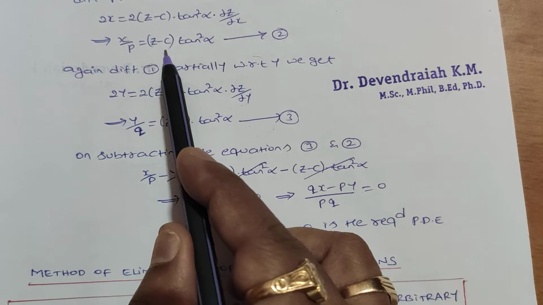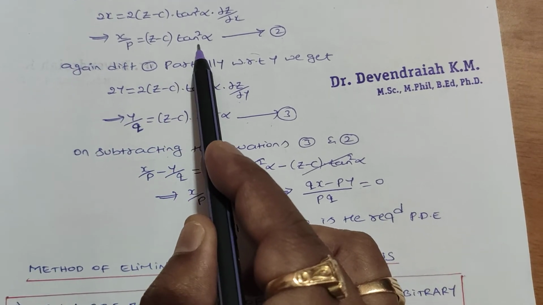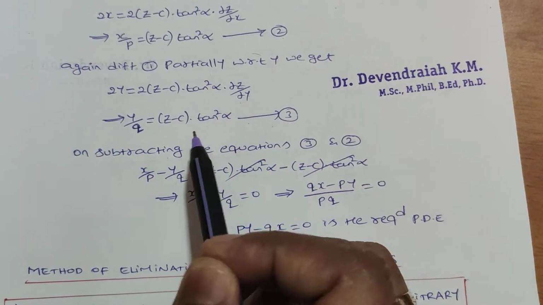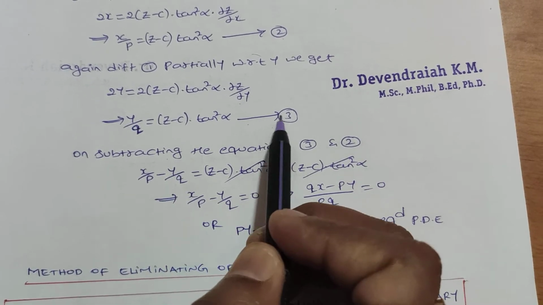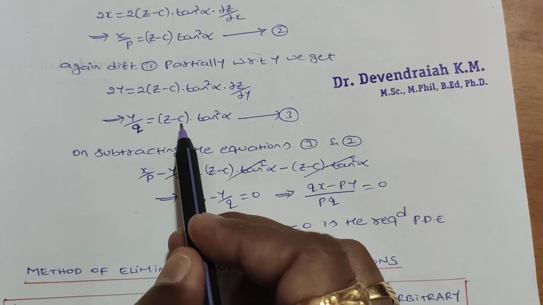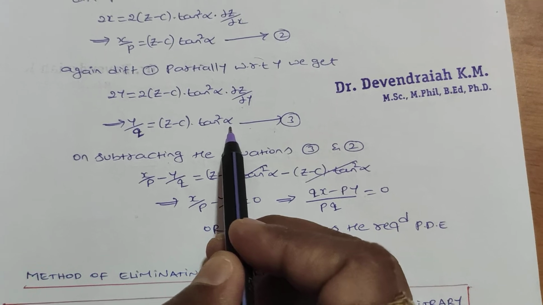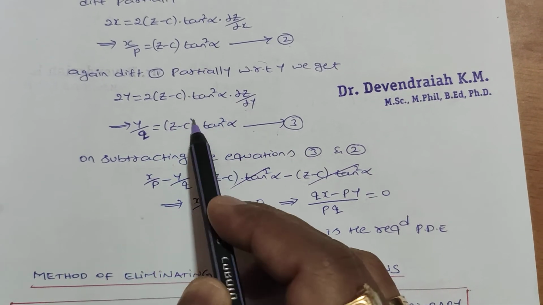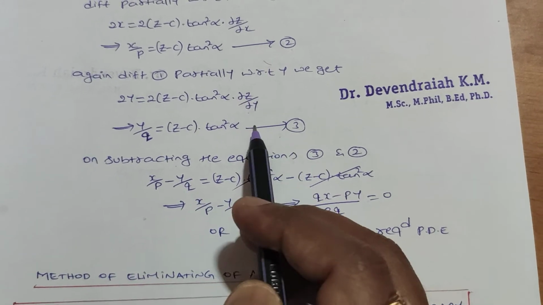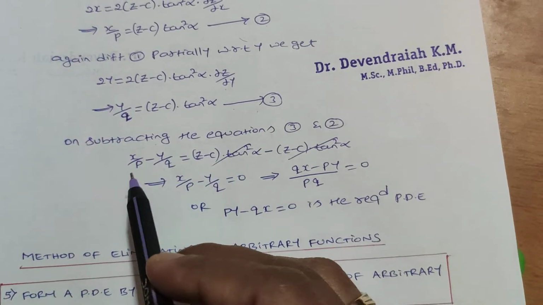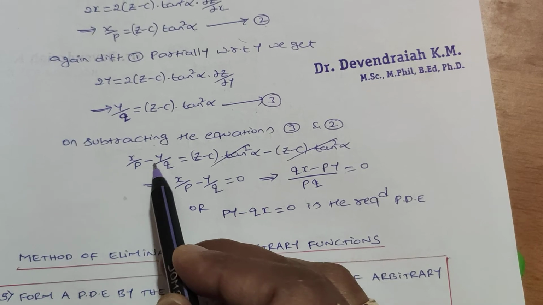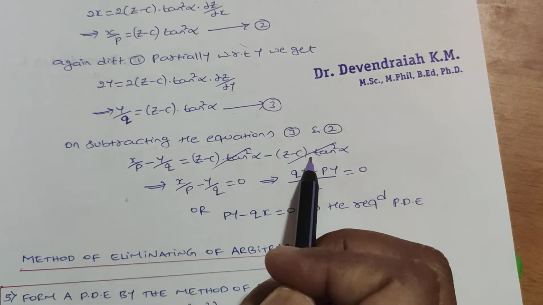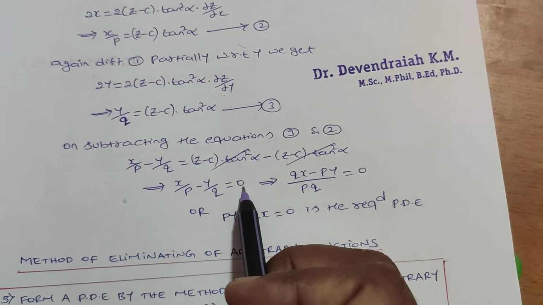So towards the right side we have z minus c into tan square alpha in equation 2, and even towards the right side of equation 3 we have z minus c into tan square of alpha. So from the two equations we observe that if we subtract these two equations, that is 2 and 3, we observe the equation as x by p minus y divided by q.